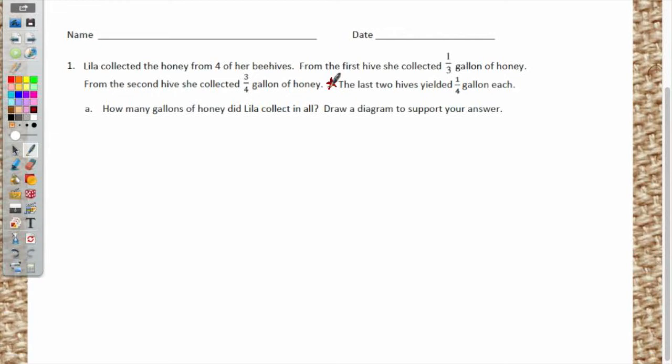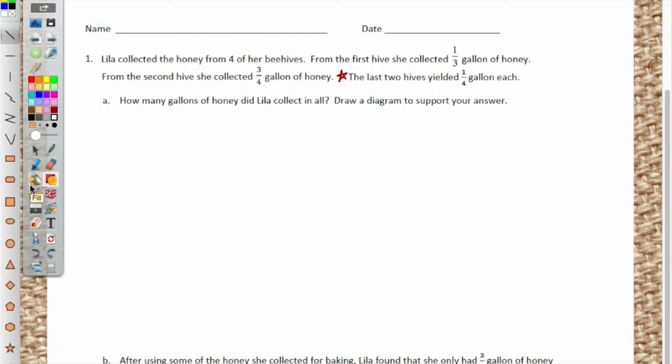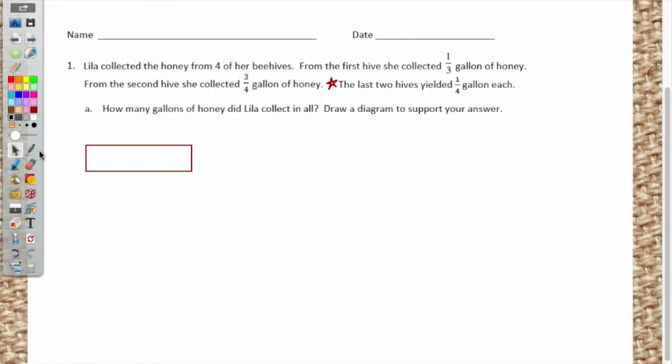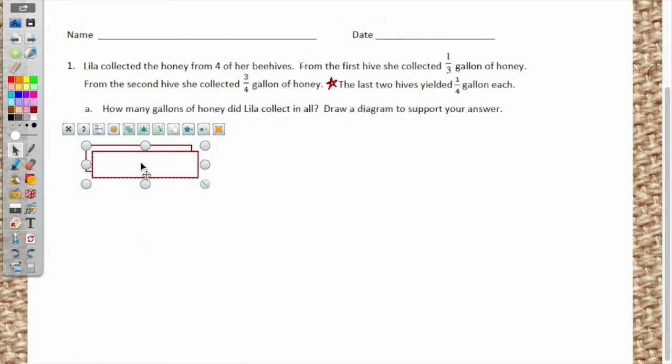So Mia, did you do that? Did you put the star by it? Okay, good. Now what we're going to do, boys and girls, is we're going to make one tape diagram for each hive. So how many hives were there? And you don't need them very big. So just make 4.